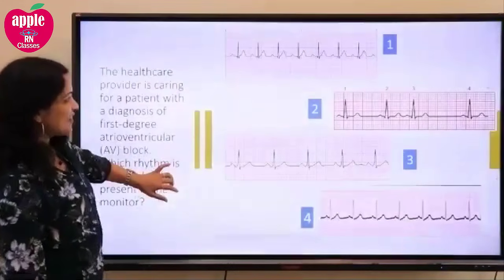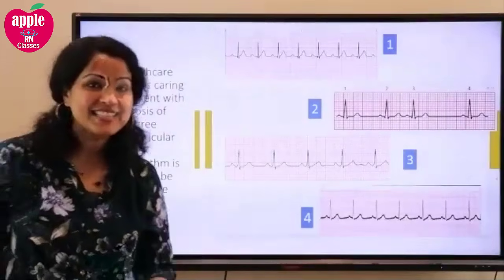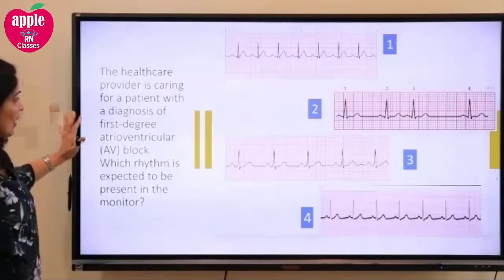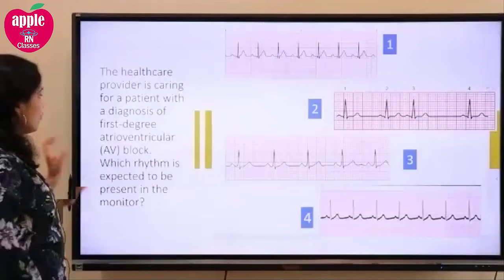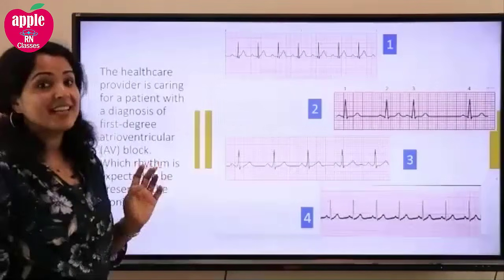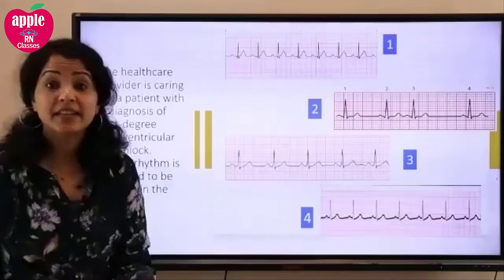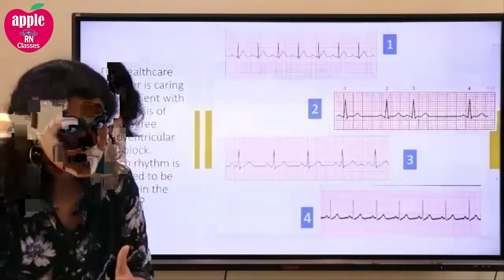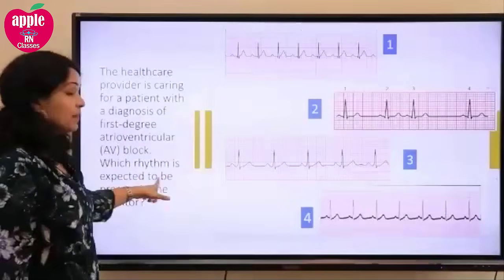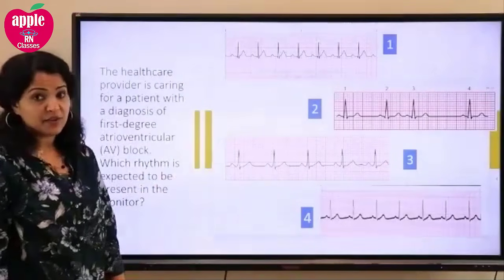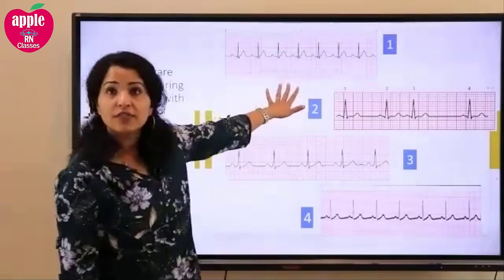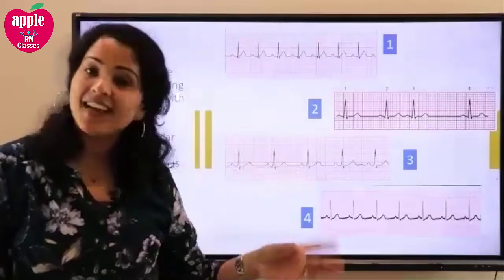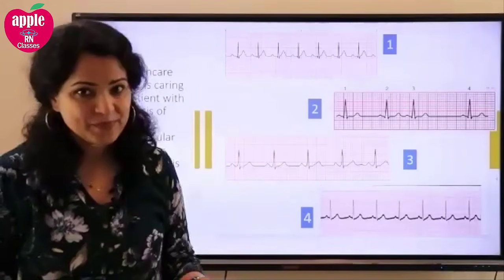Okay, guys, so let's go to one question and let's see if we can figure this out. I hope you can see that. A healthcare provider is caring for a patient with a diagnosis of first degree heart block. Well, you're already given the diagnosis here. They are already saying this is a first degree heart block, right? And which rhythm is expected to be found in the monitor? Which means out of these four things here, which one is the first degree heart block? That's what the question is asking, right?